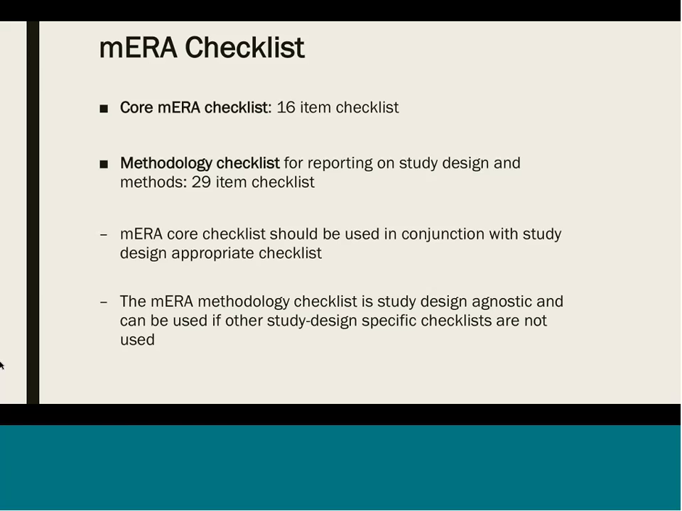However, we do recommend that ideally the 16-item checklist, so the core mERA checklist, is used in conjunction with a study design appropriate checklist. So like I previously went over some of the lists, CONSORT for randomized trials or STROBE for observational studies.